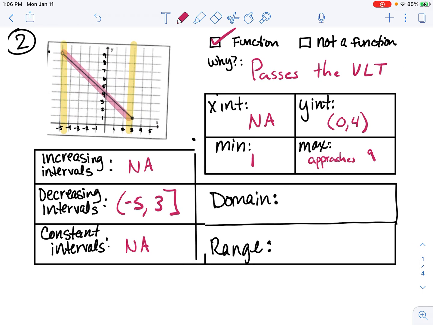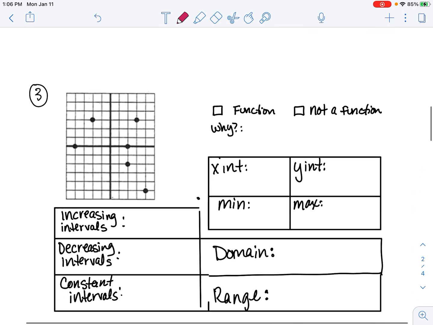Domain is the same as our decreasing, -5 to 3. And our range is going back to our maximum and our minimum, from 1 until 9. So from 1, because it's a solid dot, to 9, it's going to be a parenthesis because it's an open dot. Okay. Problem 3.